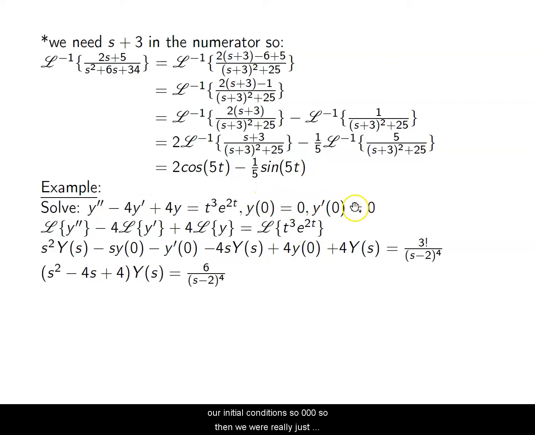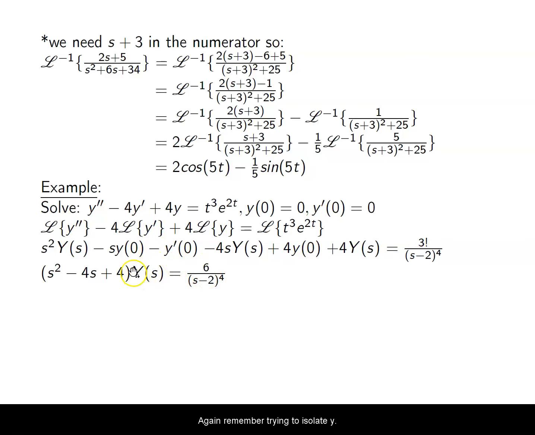So we apply our initial conditions, so 0, 0, 0. So then we're really just looking at the coefficients in front of the capital Y(s) functions. So I got the s squared minus 4s plus 4 here. And then I can simplify this, right? 3 factorial is 3 times 2 times 1. I can keep it as 3 factorial if I want. However, it'll probably be easier to deal with it like this.